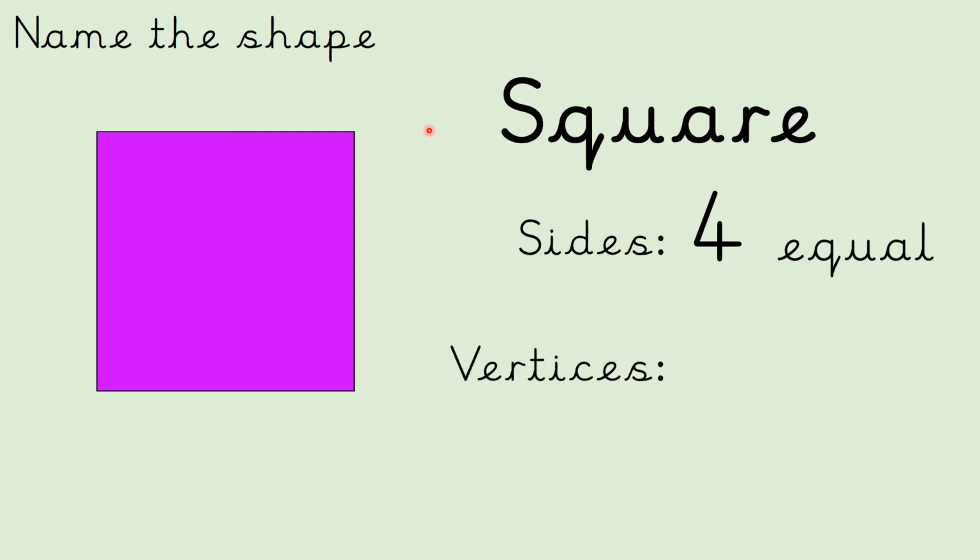How many vertices does a square have? Pause the video and count them now if you're not sure. Okay, let's count them together. 1, 2, 3, 4 vertices.